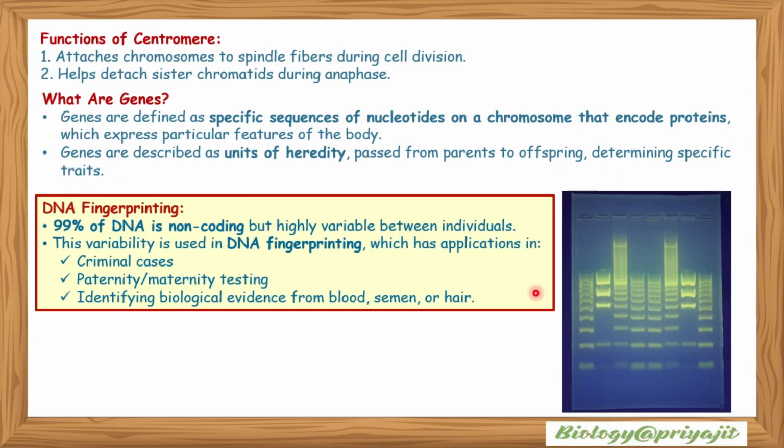DNA fingerprinting. This is the image showing the fingerprinting of DNA. 99% of DNA is non-coding but highly variable between individuals. This variability is used in DNA fingerprinting, which has applications in criminal cases, paternity or maternity testing, and identifying biological evidence from blood, semen, or hair.